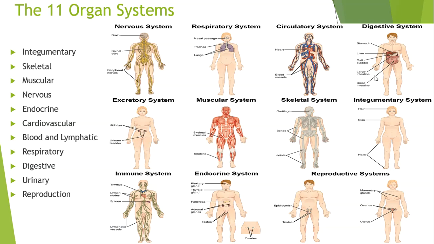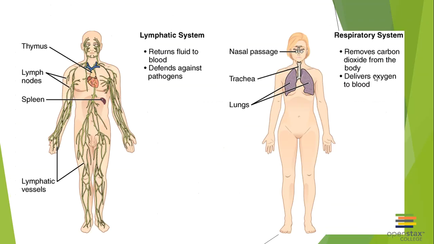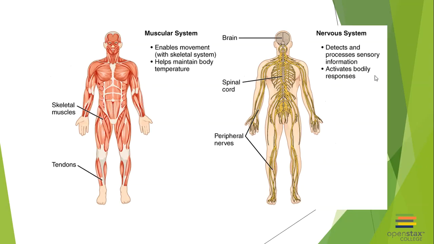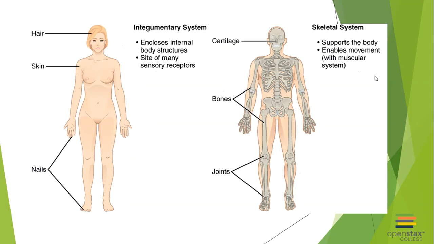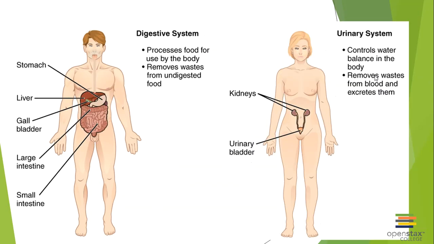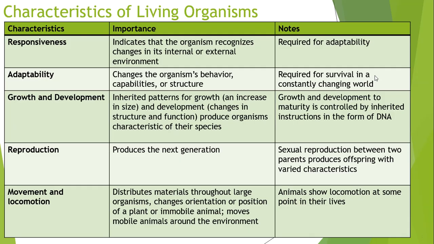All of these things are interrelated to make you work and produce life. You'll go through a couple of these here, your lymphatic system, your respiratory system, and you can read this. You don't need me to do that for you. The muscular system, the nervous system, your integumentary system, which is essentially your skin, your skeletal system, endocrine, cardiovascular, digestive system, urinary system, and your reproductive system. And we'll go through several of those in this class.